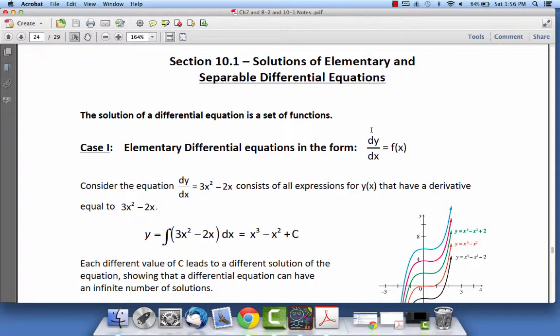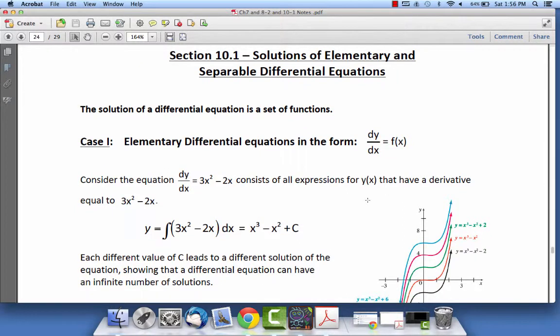Separable differential equations. The elementary differential equation is where you have dy dx and you just integrate it. It's just a function of x. No y's running around anywhere. So it's a normal function, nothing parametric or anything going on. So what we do then is just integrate it.